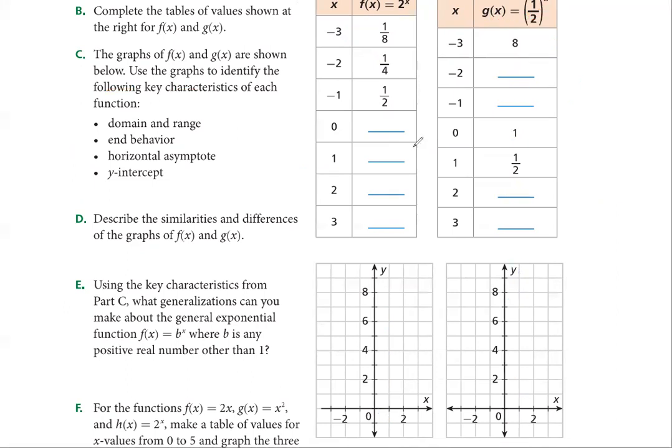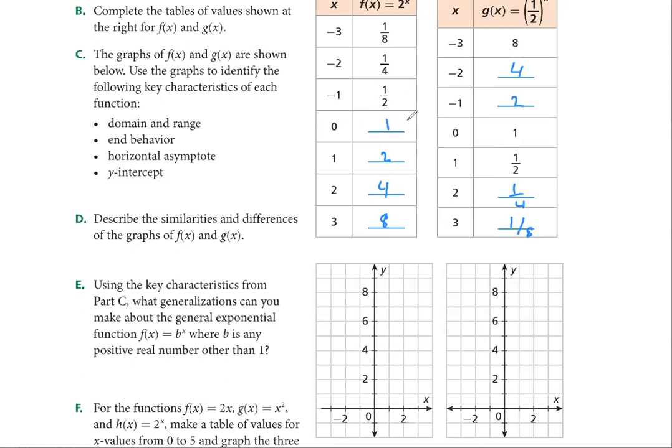But I want you to remember these points that we had, because that's what we need. So this was 2 to the x power, so this was 1, this was 2, 4, 8, and then this was 1 over 4 and 1 over 8, if you remember. So this is f of x, so maybe we can use this graph.